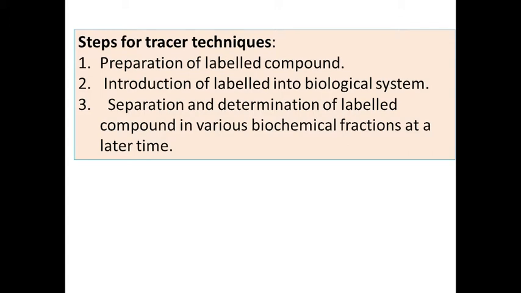Topic is tracer technique. In that we have seen about the criteria for tracers, selection of tracer. Now what are the different steps of tracer technique that we are going to study. In that first one is preparation of labeled compound. Before preparation of labeled compound, the selection of radioactive tracer is done, and that selection of radioactive tracer is based upon the half-life of that radioactive isotope.